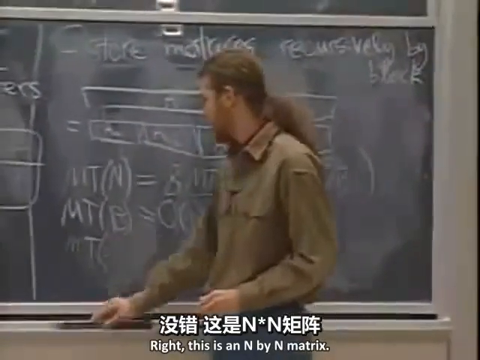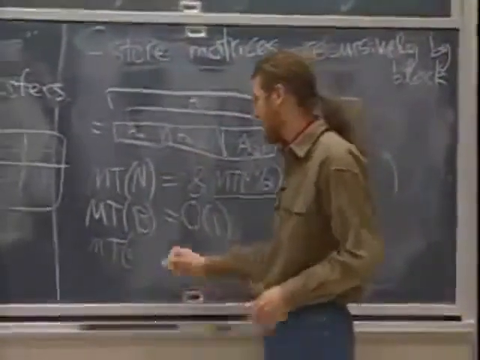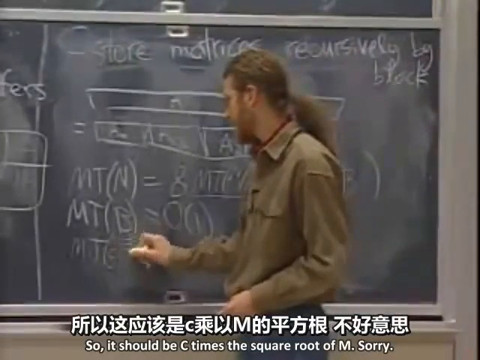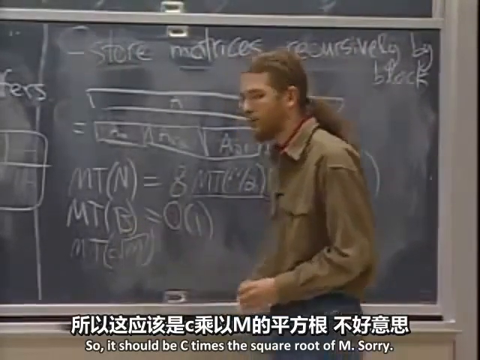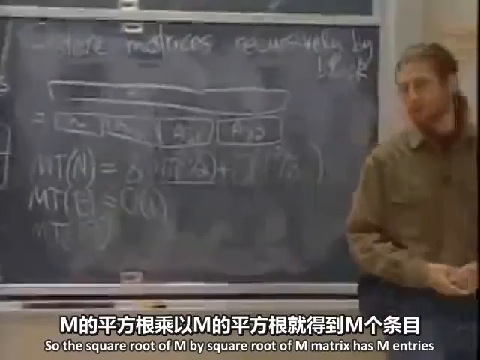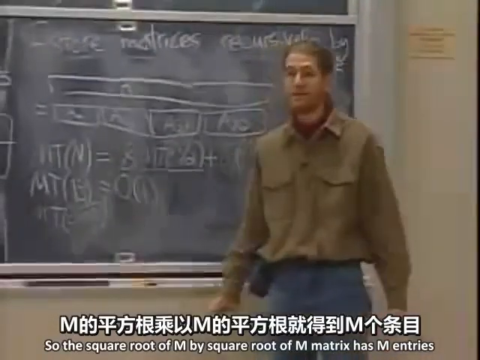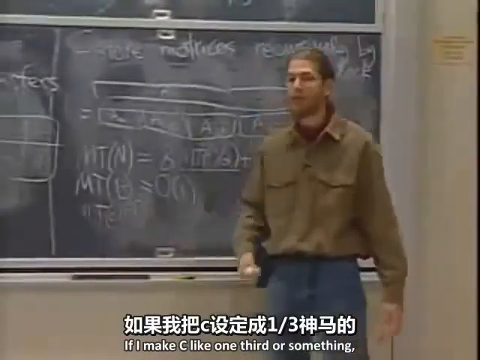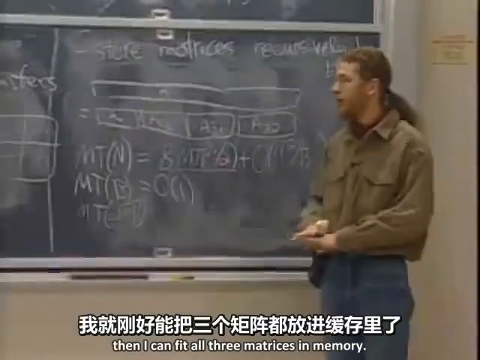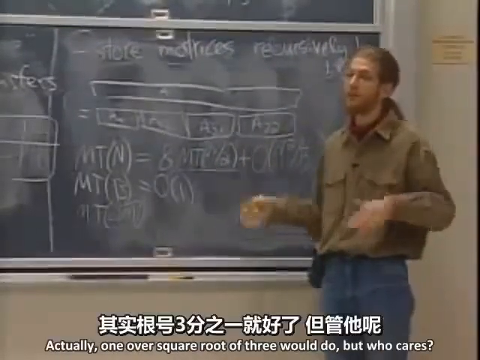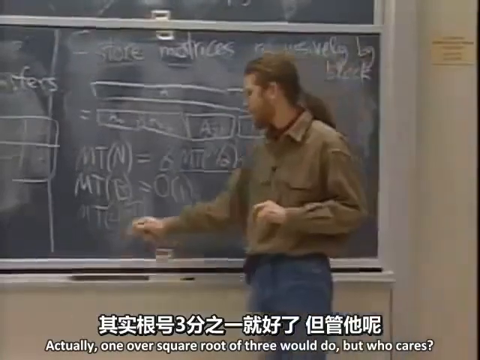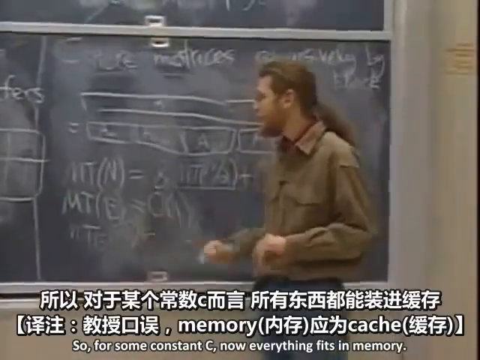Right, this is an n by n matrix. So it should be C times square root of m. Sorry. So a square root of m by square root of m matrix has m entries. If I make C like 1/3 or something, then I can fit all 3 matrices in memory. Actually, 1 over square root of 3 would do, but who cares? So for some constant C, now everything fits in memory.